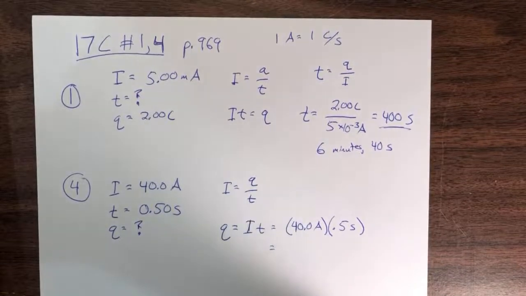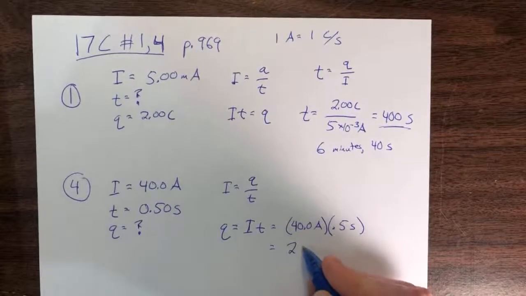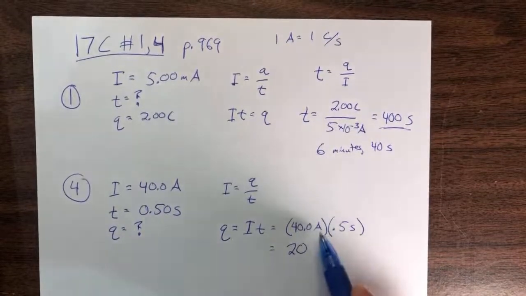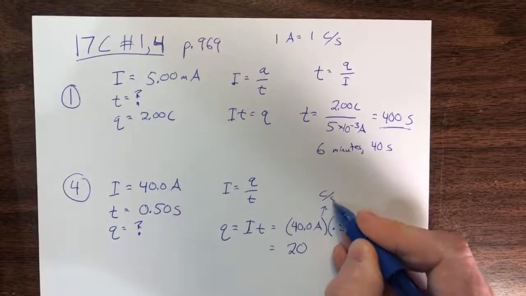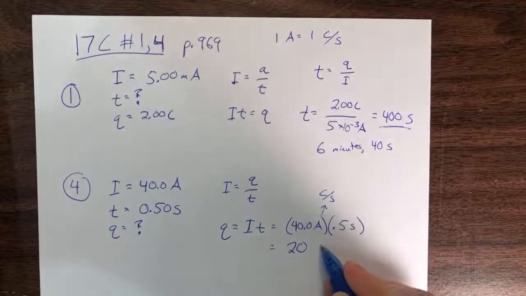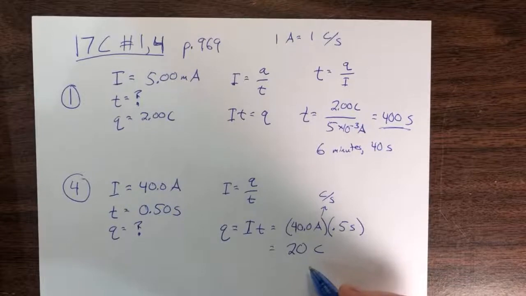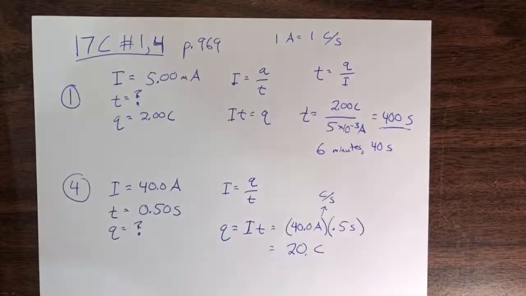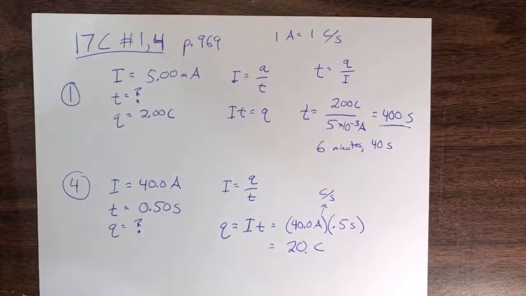40 times 0.5 is the same as 40 divided by 2. That's going to give us 20 amp seconds. Remember, amps are coulombs per second, so coulombs per second times seconds is, of course, going to be coulombs. So 20 coulombs. That is 17C. Any questions on that?